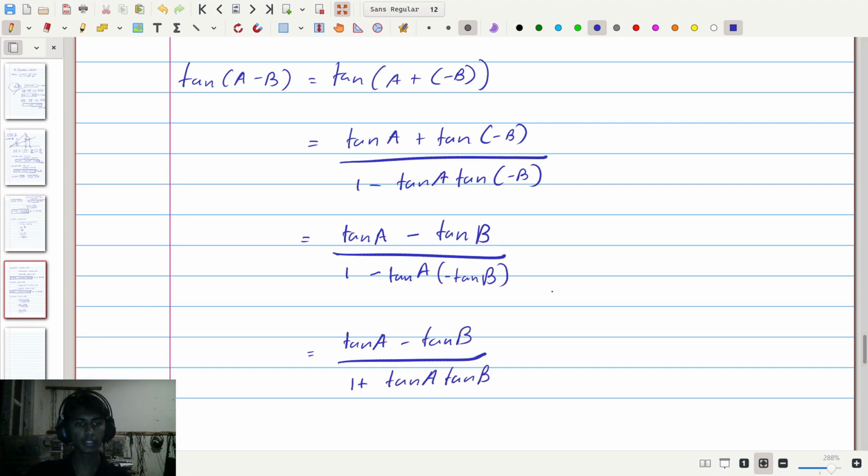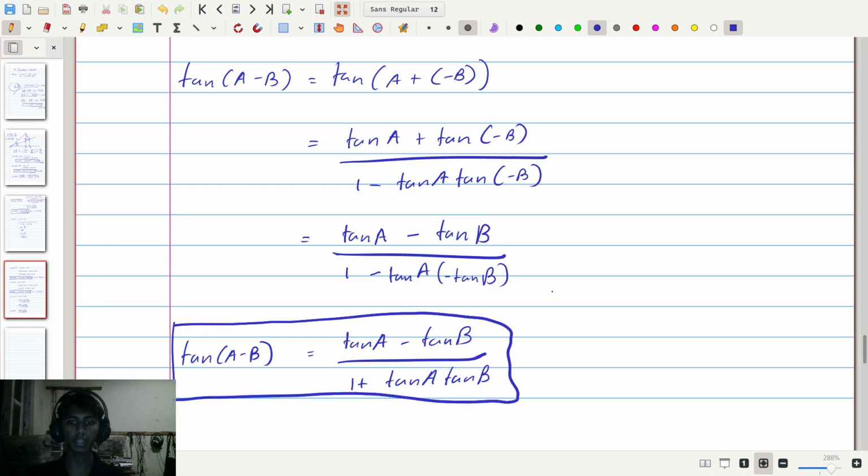And there we have it. On the left hand side we have tan of a minus b. This is equal to tan a minus tan b divided by 1 plus tan a tan b. Recall again that tan of a plus b was tan a plus tan b divided by 1 minus tan a tan b. And this right here is also an identity. This is true for all a and b that we can find. So you can say this is true for all a, b, which are elements of the real numbers.